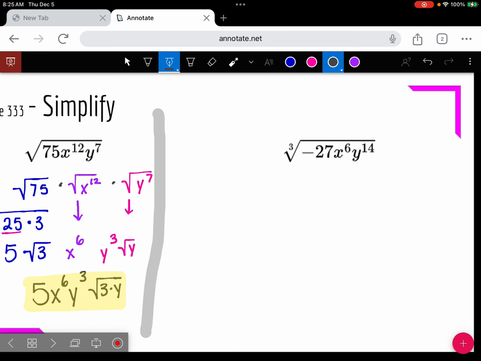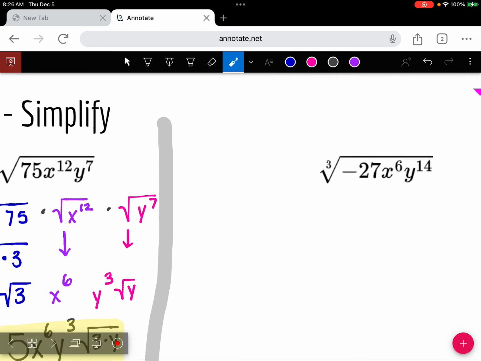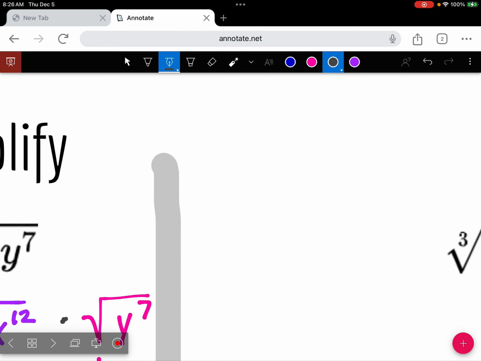All right, on the next one, we have a few pieces. We're dealing with a cube root, for one, and we have a negative. Is this negative going to cause us problems in a cube root? Because let's think through our cubes for a second. If we did like 1 cubed to be 1 times 1 times 1, if I did 2 cubed, it's 2 times 2 times 2. What happens if I do negative 1 cubed? What do we get? Negative 1 times negative 1 times negative 1. We get a negative 1.